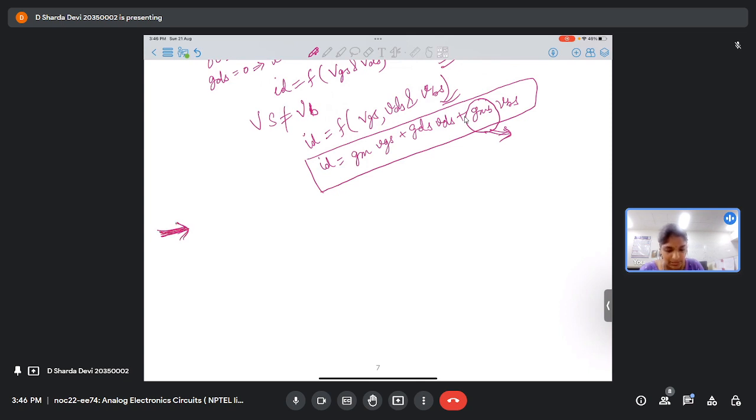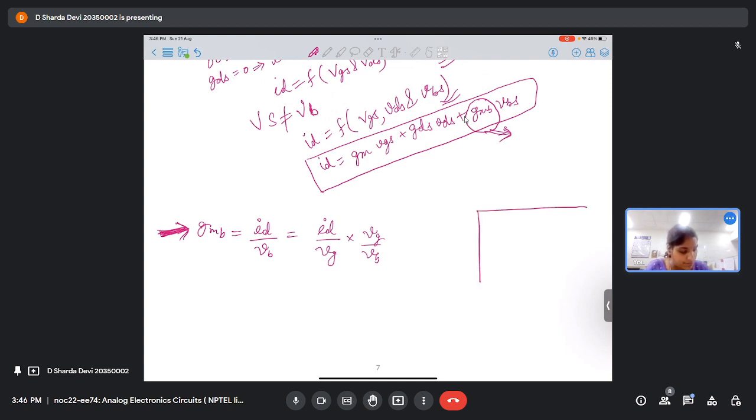So GMB, we can say, is body conductance. People address it differently, but G, we know, is conductance, and since it is due to the body, we can simply say body conductance. And the conductance is basically the change in current with respect to the change in voltage, right? So it's ID by the change in body voltage, Vb. This is GMB. We can write it this way, mathematically.